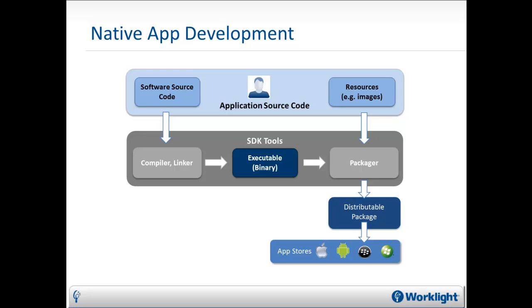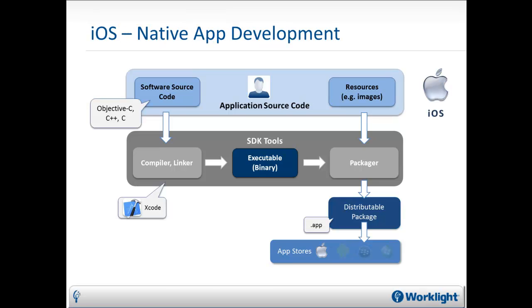The SDK is platform-specific, and each mobile OS comes with its own unique tools, but the process is quite similar for all of them. Let's take a quick look at how this is done on the different operating systems, starting with iOS. To create native iOS apps for iPhone or iPad, developers write their code in Objective-C, C or C++. They then compile and package the apps using Apple's tools. They all come bundled in a single IDE called Xcode. The output from the packager is called a .app file, and it can be submitted to Apple's iTunes App Store.